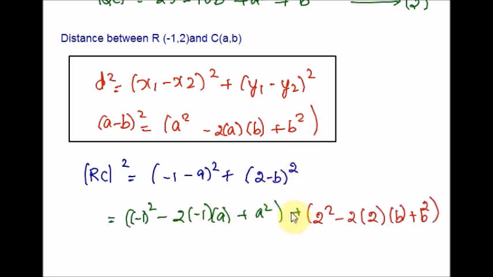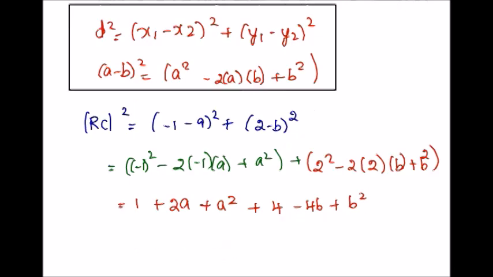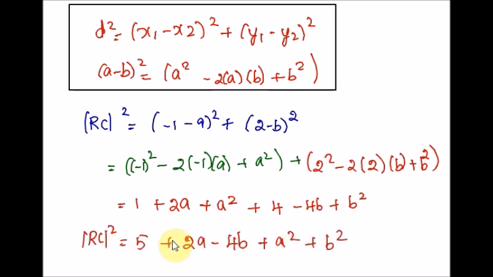Let's simplify it. When you're dealing with negative numbers, be careful with the signs. You just have to remember all the rules of signs. Rules of signs are the basis for all the calculation in algebra. Now let's combine the like terms. Only the constants are like terms. This is the distance for R and C. Let this be equation number 3.